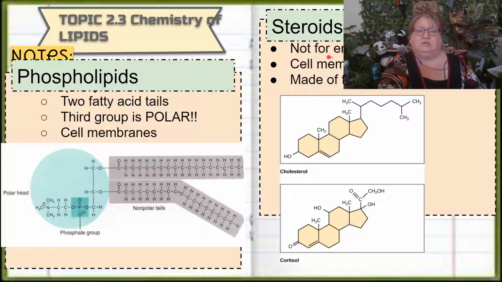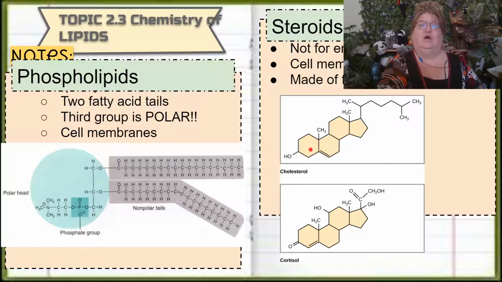Steroids are also not for energy. They're going to be for the cell membranes or steroid hormones. They get a bad rap as well because we think of athletes that have abused steroids, but really it's a class of molecule. It's not a bad thing. So for instance, here's cholesterol, and notice the pattern. We've got the hexagons, and then the fourth one is the pentagon.